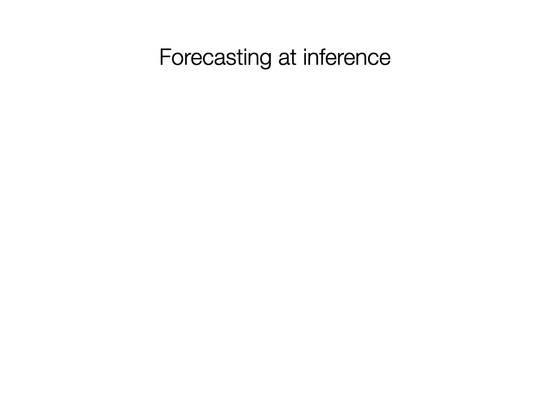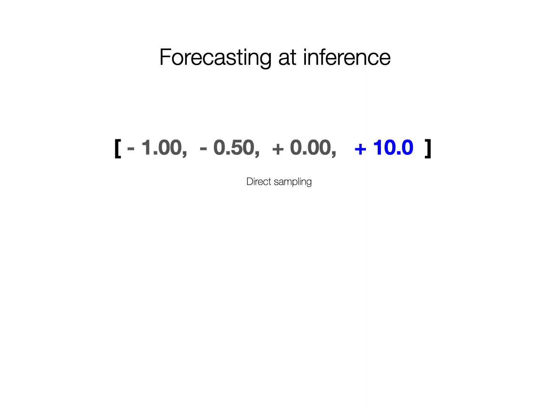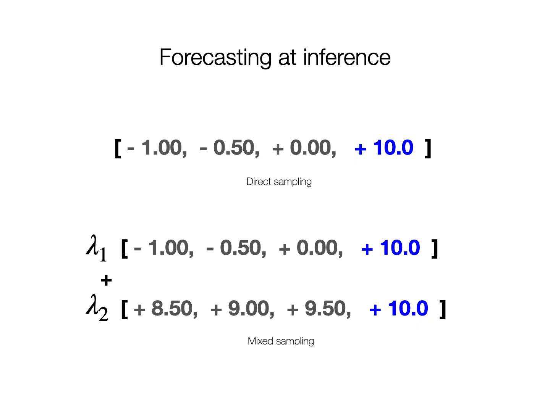Now at inference, in order to forecast, say, 10 seconds into the future, we could either directly jump to this future timestamp, or we could take multiple inference pathways to reach this future timestamp. In our work, we find that a linear combination of two different inference pathways gives the best forecasts. We call this mixed sampling.